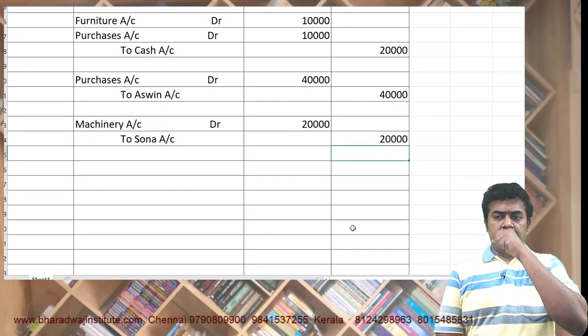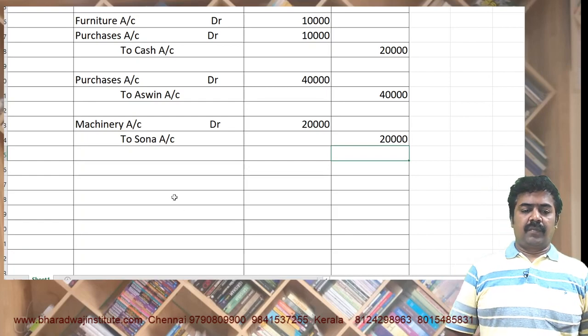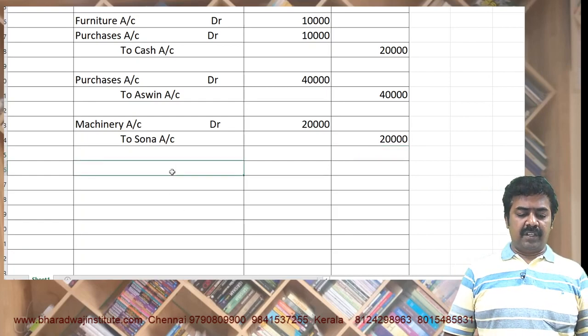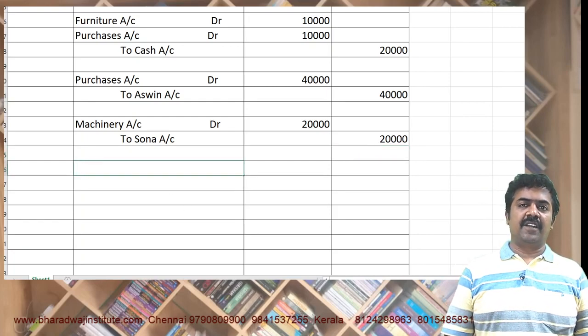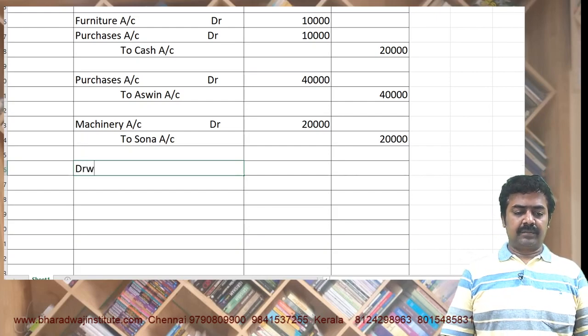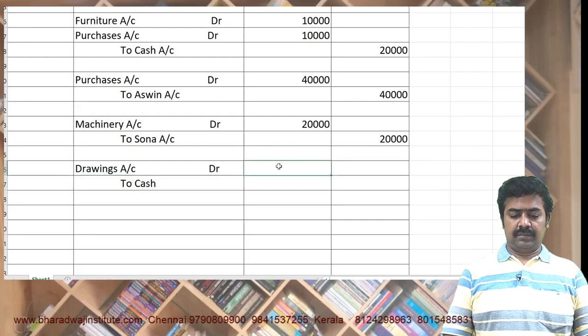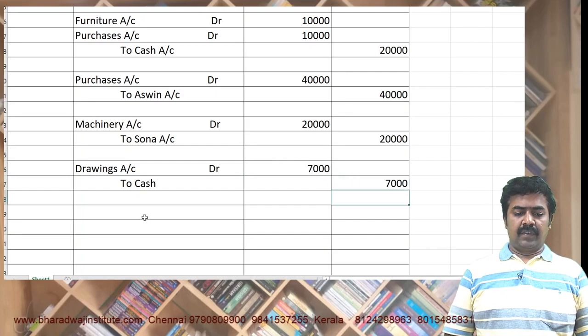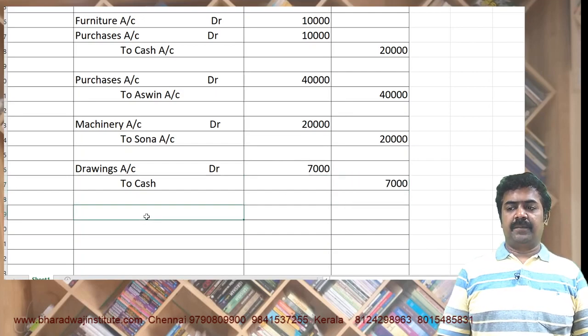Next. Purchased one motor car for private use. When you take business money for your personal use, it will be drawings account debit to cash. Drawings account debit to cash.